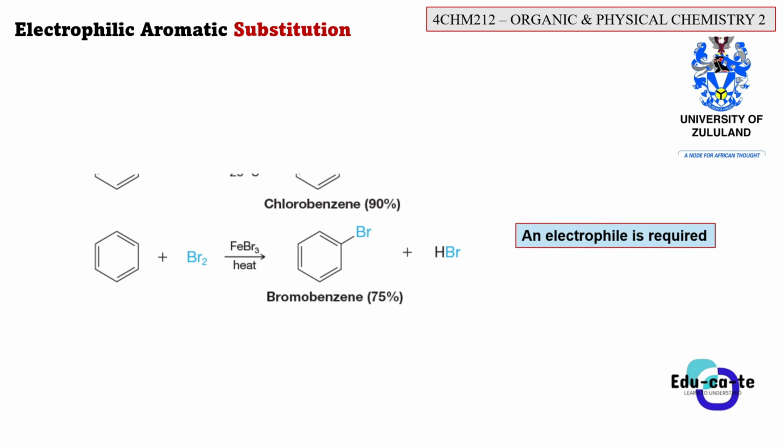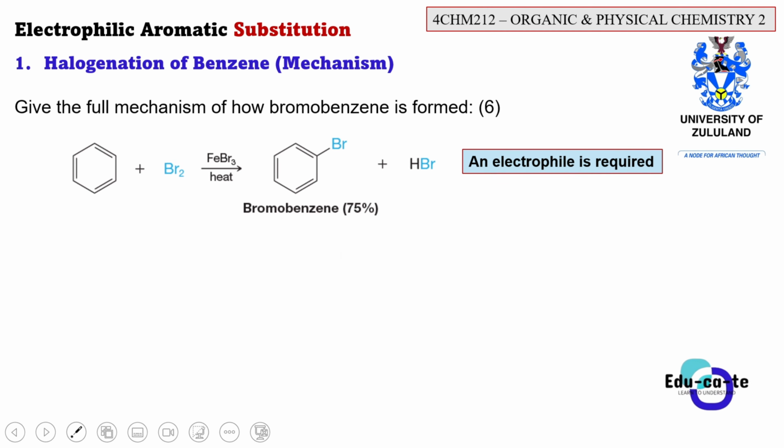Now let's look at the reaction mechanism. First of all, give the full mechanism of how bromobenzene is formed using the following conditions. You are given this as the benzene ring. You are reacting it with Br2, which is just 2 atoms of bromine, and then here we are going to form a product which is bromobenzene, and it's a major product because it has 75% of it.